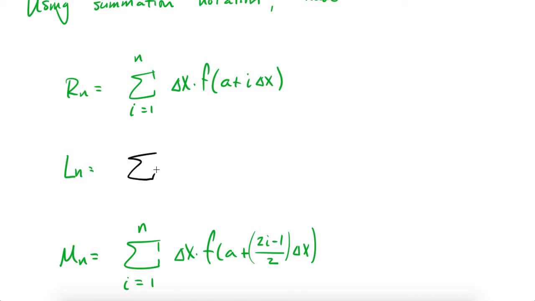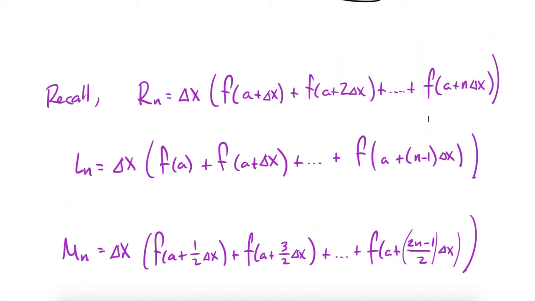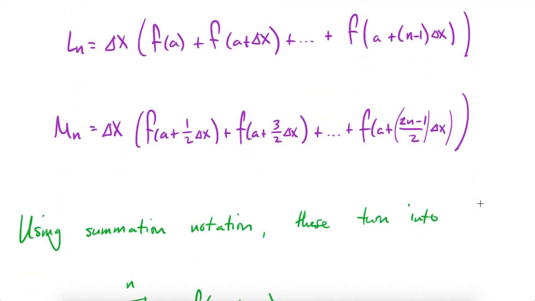So L_n, I've got my sigma, and I am going to choose to start my index at 0 and go to n minus 1 instead of starting at 1 and going to n, unlike the other two. And if I do that, then it looks exactly the same as this general term, right? So if I start at 0 and go to n minus 1 versus if I start at 1 and go to n, that's the difference between left endpoints and right endpoints, right? 1, 2, blah, blah, blah, up to n versus no copies, 1 copy, 2 copies up to n minus 1.